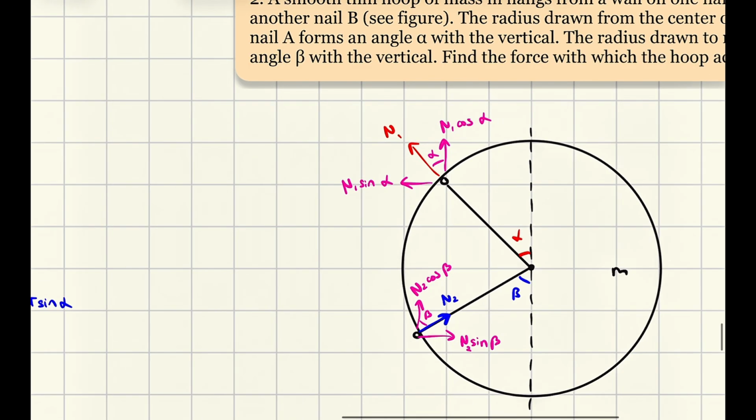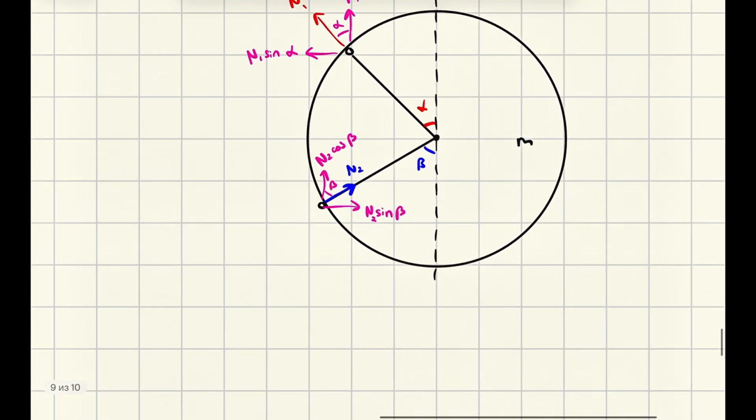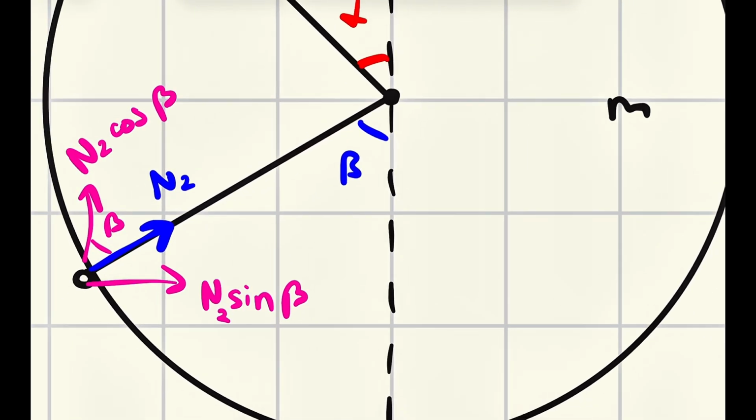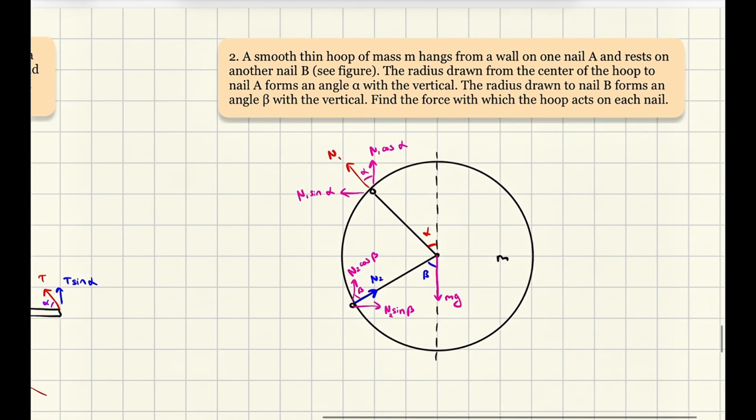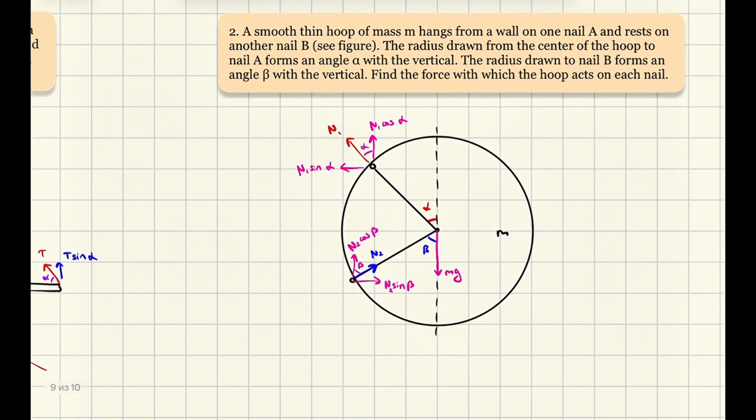One more thing to note, we've got one more force, which is at the center. This is not a nail, just a central point, but anyway, here we must have our mg, the mass of this hoop times the gravitational acceleration. This is the weight, at the center of mass. And we need to find just N1 and N2.